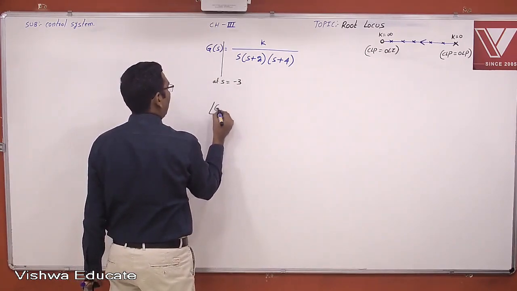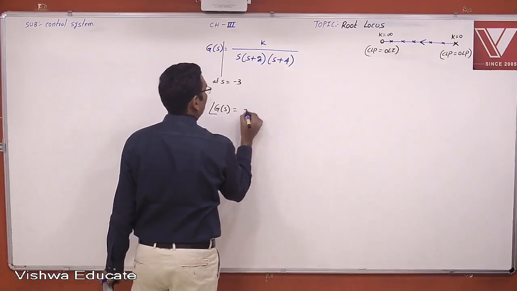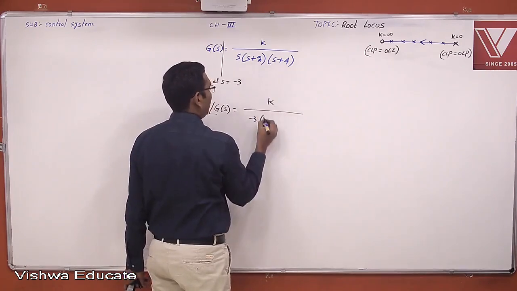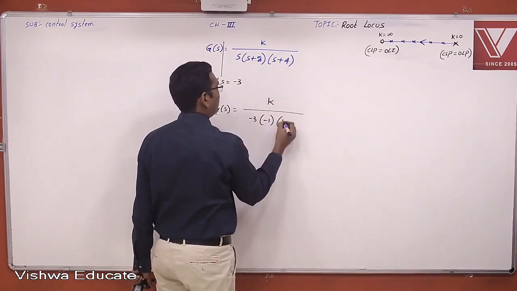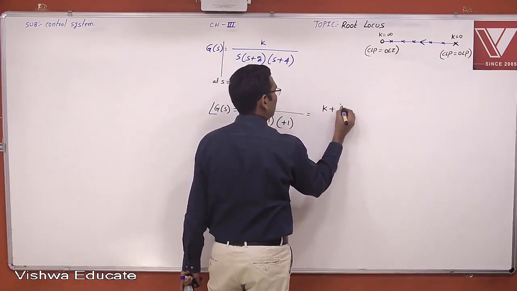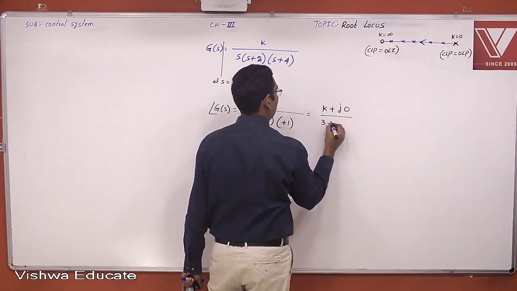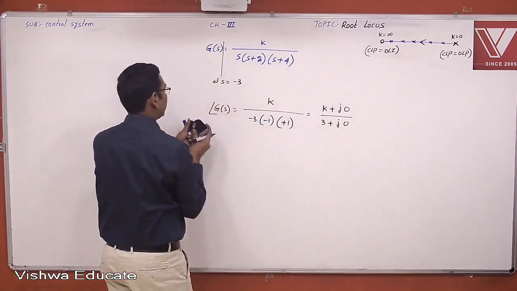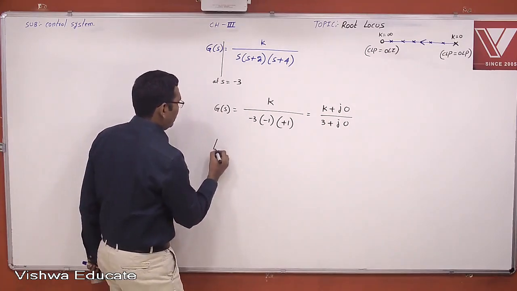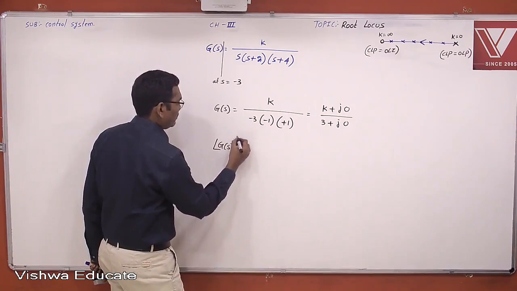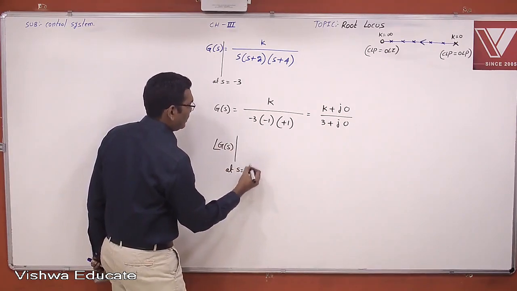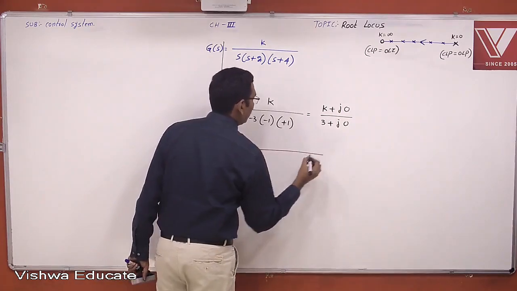Therefore, the open loop transfer function at S equal to minus 3 is nothing but K divided by minus 3, minus 3 plus 2, minus 3 plus 4, which is K plus j0 divided by 3 plus j0. Now, I want to find the angle of G of S at S equal to minus 3.